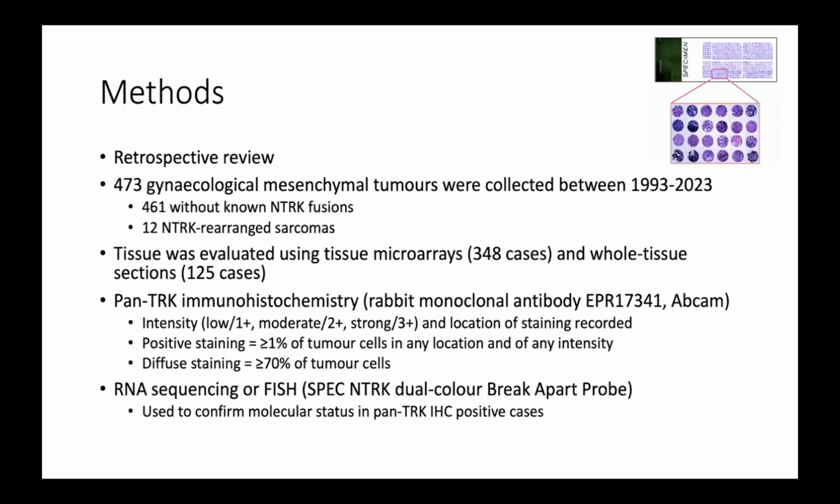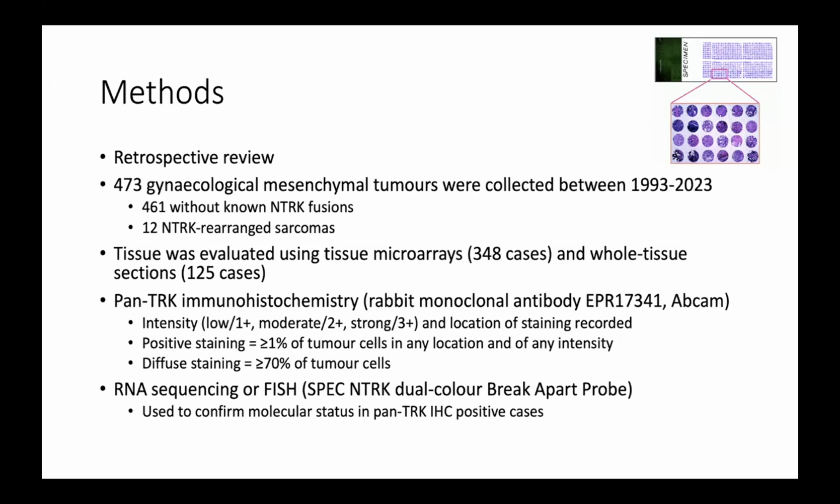Tissue was evaluated largely using tissue microarrays, which I have a photo of in the corner there. It's basically where they take cores of tissue from the paraffin blocks, and they can put many more of those cores on a single slide. It's a widely used technique in research to be able to view slides more efficiently. So most samples were evaluated using that, and a lesser group were evaluated using whole tissue sections. Then Pan-Trk immunohistochemistry using the EPR17341 Abcam antibody clone, which is quite a commonly used clone, was used, and they graded the intensity of staining as low, moderate, or strong, and the location of staining, whether it was nuclear or cytoplasmic. The definition for positive staining was greater than or equal to 1% of tumour cells in any location and of any intensity, which is a standard definition that's been used in the literature.